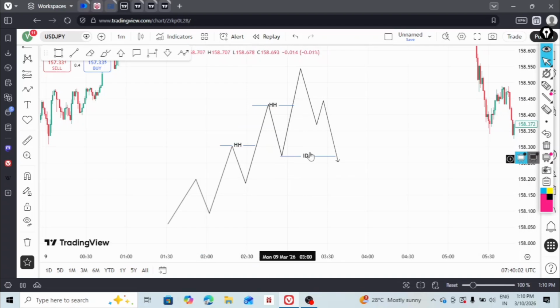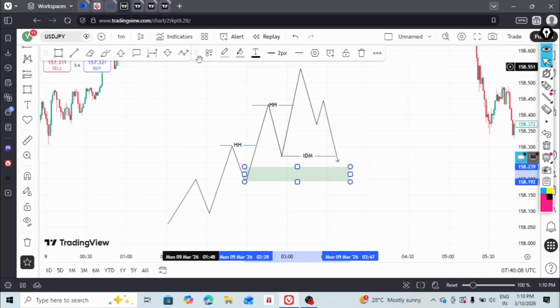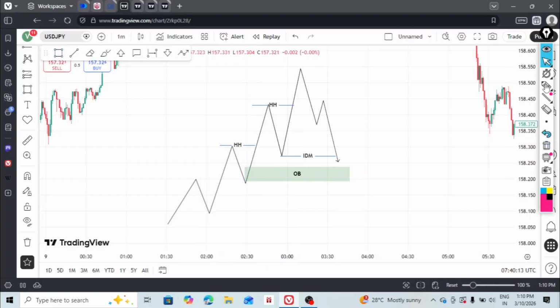So below the inducement, we can consider taking an order block. This will be our decisional order block. Suppose we have an order block here. Now if we look at the structure of the market right now, technically the market is moving in an uptrend right now.